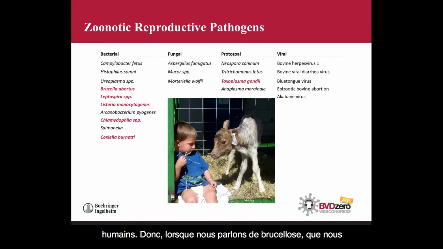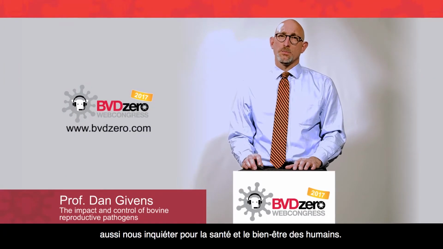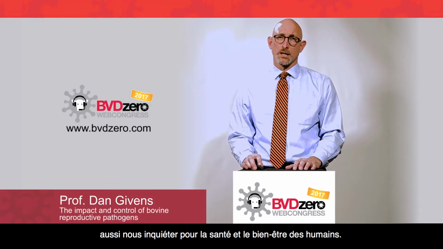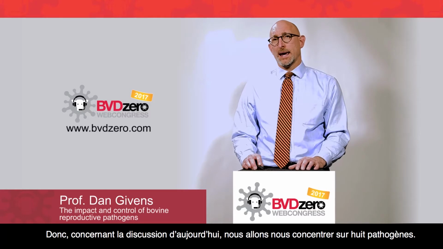As we talk about Brucella, Lepto, Q fever, Chlamydophila, or Toxoplasma gondii, we need to have a clear understanding that in those situations we're not only concerned about cattle health and well-being, we also have to be concerned about human health and well-being. So for today's discussion, we're going to focus on 8 pathogens.